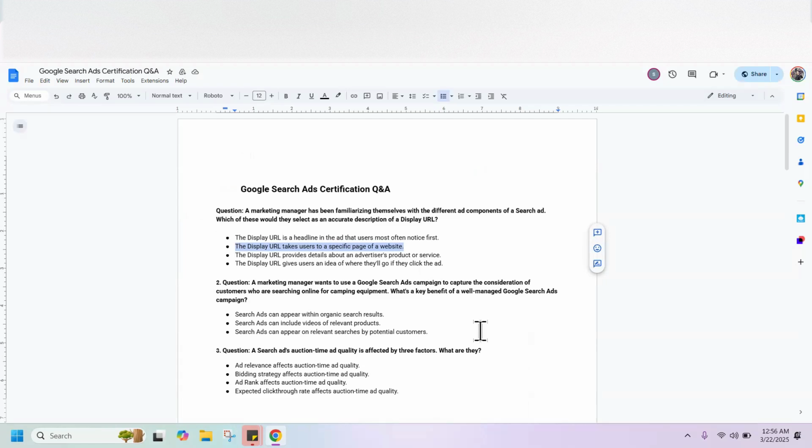Not exactly. Ideally, the URL would contain keywords specific to the product on that page that's being sold. Maybe there is no hard and fast rule for this. It's up to you and your expert. But this is also not always true, though. It may not always give the details about an advertiser's product or service. Which of these would they select as an accurate description of a display URL? You can use the page path or something, but this is not the standard.